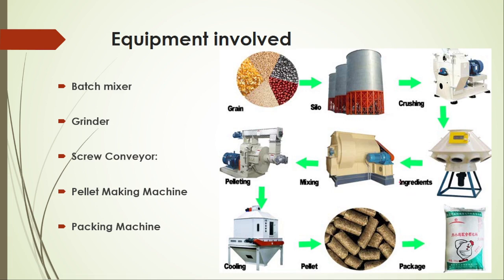Then these ingredients are again mixed with each other, and when the finely powdered mixture is mixed in this machine, finally these mixed ingredients are passed to this pelleting machine. And after pelleting, when these raw materials are converted into pellets, these pellets are cooled in this cooling chamber, and finally these pellets are the final products which are packed into these gunny bags.